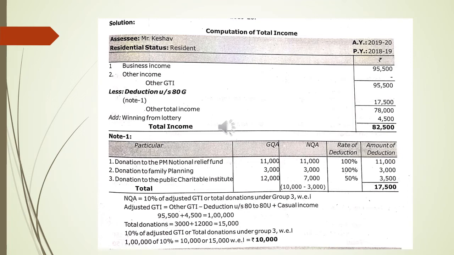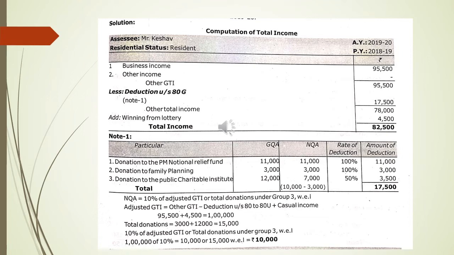Out of this, deductions under 80G we have to calculate. Look at working note 1. Prime Minister's National Relief Fund is eligible for 100% deductions. So 100% of 11,000 will be the qualifying amount. Donation to family planning will come under 80G C group donations 100%. And public charitable institutes will come under Group C 50% deductions.